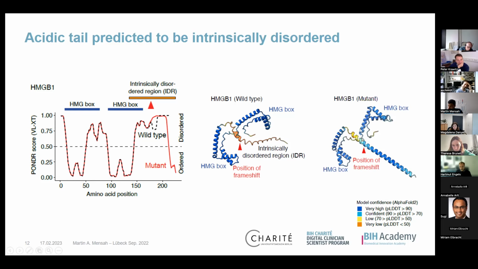This is the prediction of AlphaFold of our mutant HMGB1. And what you see is now AlphaFold predicts that this intrinsically disordered region is changed. AlphaFold assumes that it now has an alpha helical structure. This is contrasted by this PONDR prediction, where the prediction says it still remains intrinsically disordered. We tested this experimentally. We think also the mutated HMGB1 is intrinsically disordered in its tail, and only the very end of the mutant HMGB1 is ordered.